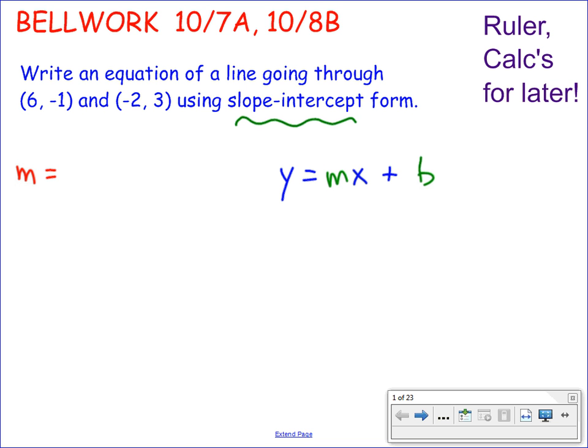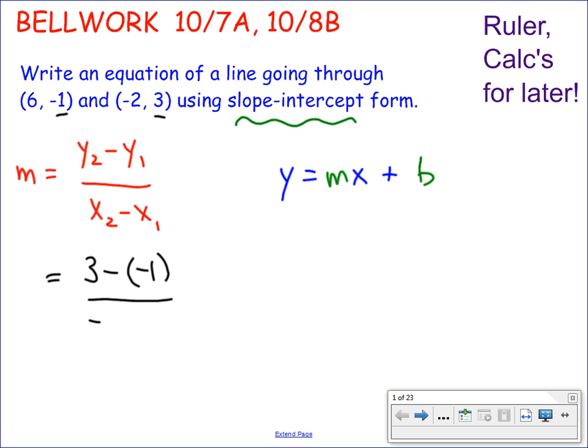What's my slope formula? Marina? Y sub 2 minus y sub 1 over x sub 2 minus x sub 1. Awesome, thank you. So we can just choose one of those points to be point 1, the other point to be point 2, and then calculate our slope. So here we go. I'll choose 3 minus a negative 1 all over negative 2 minus 6.